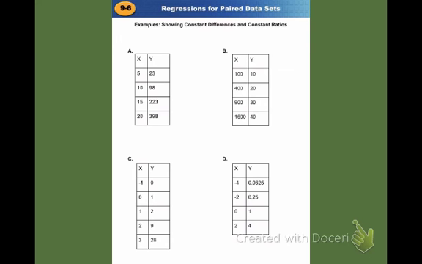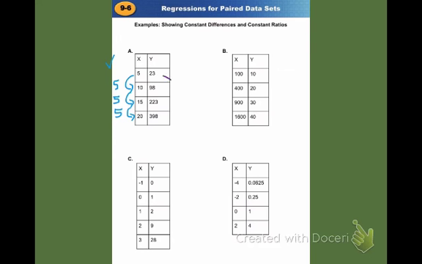So in A, we have this data set. We have evenly spaced x values. We know that they're all going up by 5. So that's the first thing we always have to check, is that we have evenly spaced x's, and we do, so check that off the list. And so then we have to look at the y values, and we have to see if they're evenly spaced.